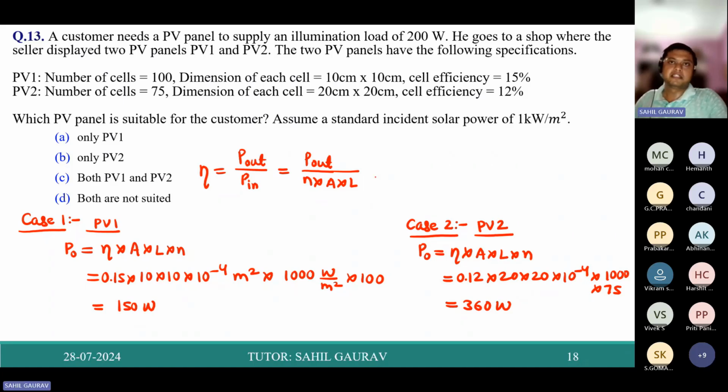So now the demand power is 200 watt. For PV1, the maximum power that it can deliver is only 150 watt. And for PV2, the maximum power it can deliver is 360 watt, which is greater than the demand power. So we have to take the second one, only PV2. So the correct answer is B, only PV2. The peak power delivered by PV1 is less than the required power for the illumination load and hence not suitable. And the peak power delivered by PV2 is greater than the required power for the illumination load, so it is suitable for the customer.